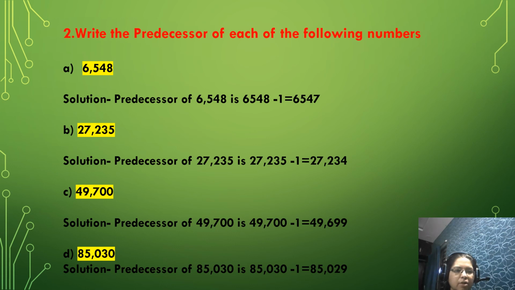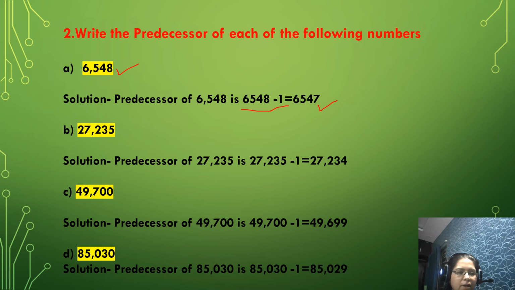First number is 6,548. We read it as 6,548. And what is the predecessor of this number? Predecessor of this number 6,548 will be 6,548 minus 1. Just subtract 1 from this number. 6,548 minus 1 will be 6,547. So what is the predecessor of 6,548, the before number? 6,548 minus 1, that is 6,547.